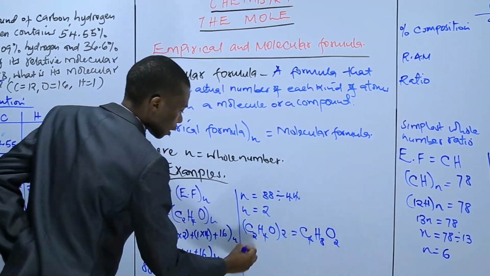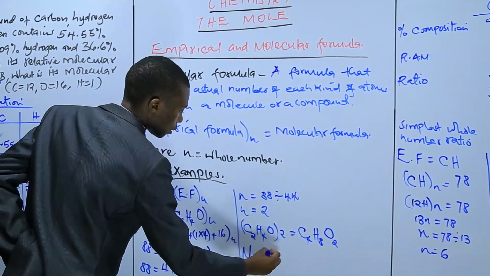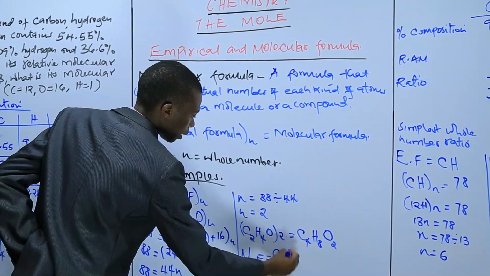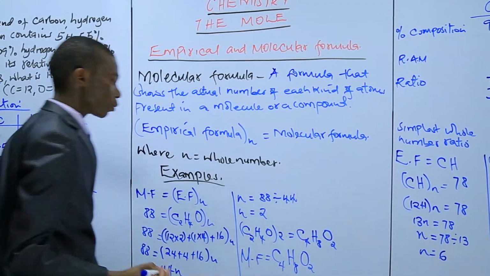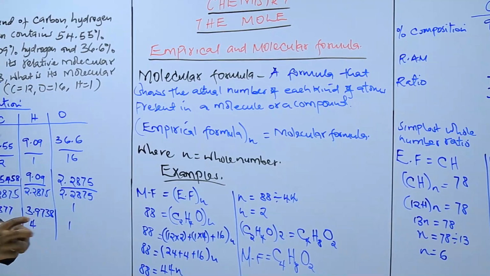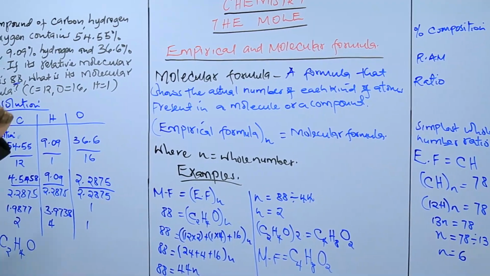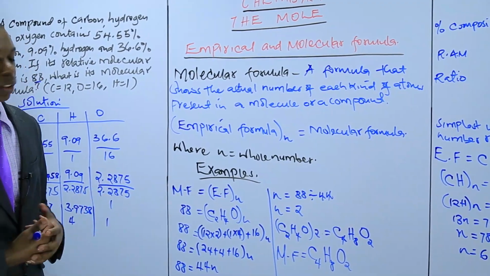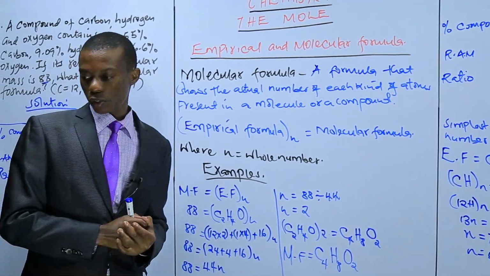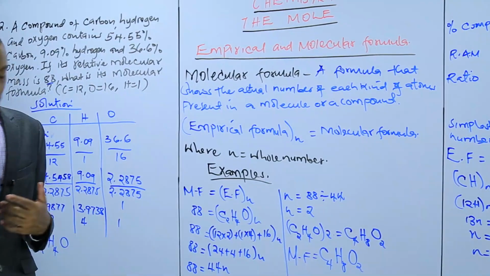And therefore, the molecular formula is C4H8O2. That is the molecular formula of this organic compound of carbon, hydrogen, and oxygen. That is how you go about that calculation. I want to give you the last example.